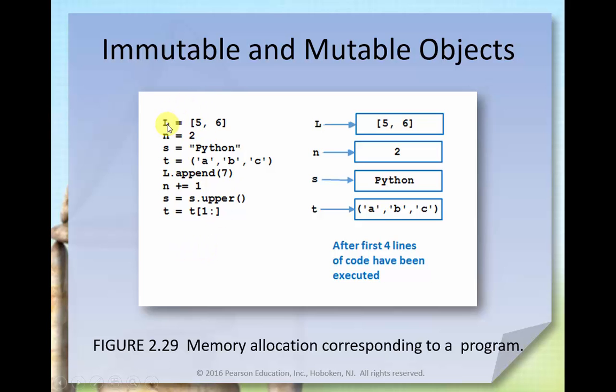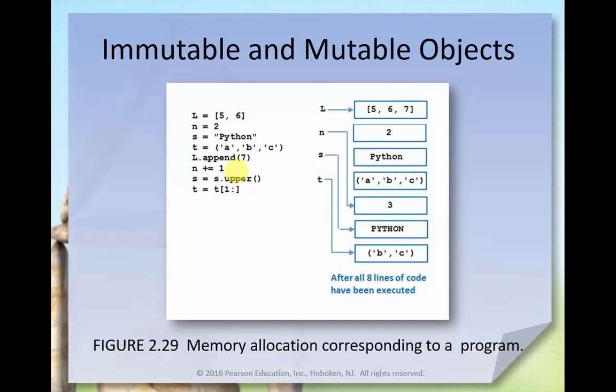If we set up this list with these two elements, when it executes that, this is what's in memory for L. If we set up a numeric variable and assign it the value of 2, it's going to be pointing to the value of 2. A string with the value of Python, it's going to be pointing to there. And a tuple with these 3 elements in it is going to look like that after these first 4 lines of code have been executed.